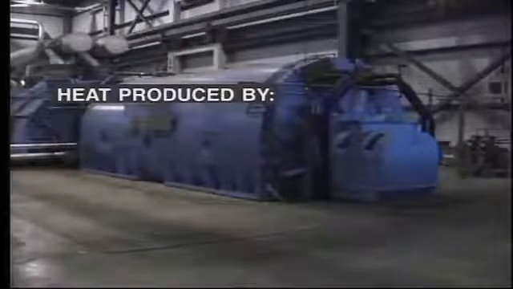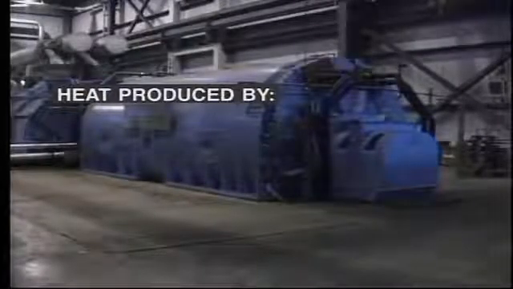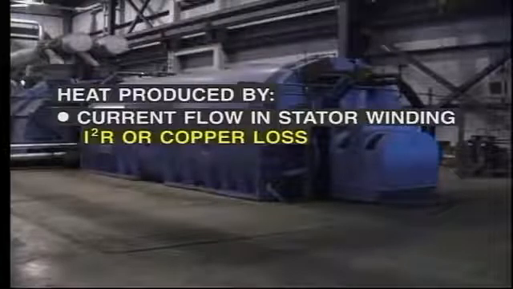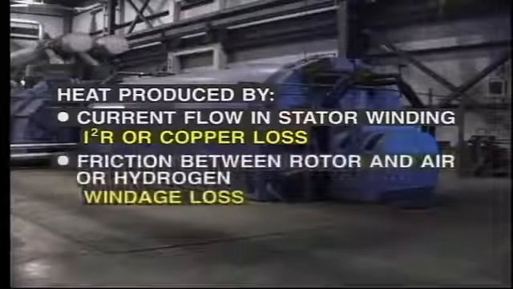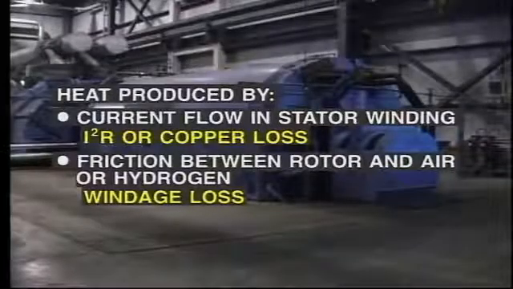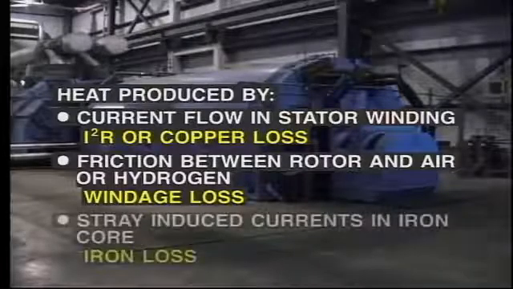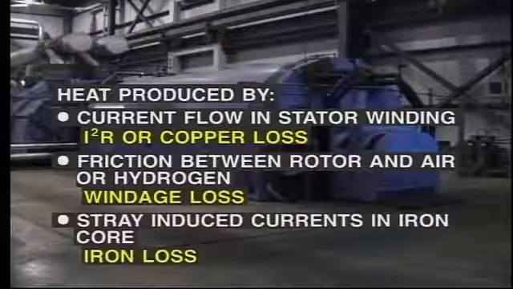Heat is produced within the generator in three ways. Current flowing in the stator winding produces heat, which is proportional to the square of the current. This is the I squared R, or copper loss. Friction between the spinning rotor and the air, or hydrogen, in the generator produces heat called windage loss. Stray induced currents in the iron core produce heat called iron loss. If the internal temperature rises too high, it will damage the insulation and put the generator out of service.